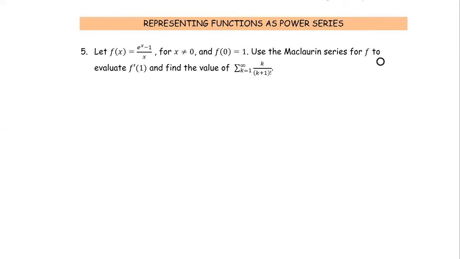In this example, we are going to represent the function as a power series. Let the function f of x be e to the x minus 1 divided by x for x not equal to 0, and f at 0 equals 1. Use the Maclaurin series for the function f to evaluate f prime at 1. And then find the value of the series k over k plus 1 factorial for k from 1 to infinity.